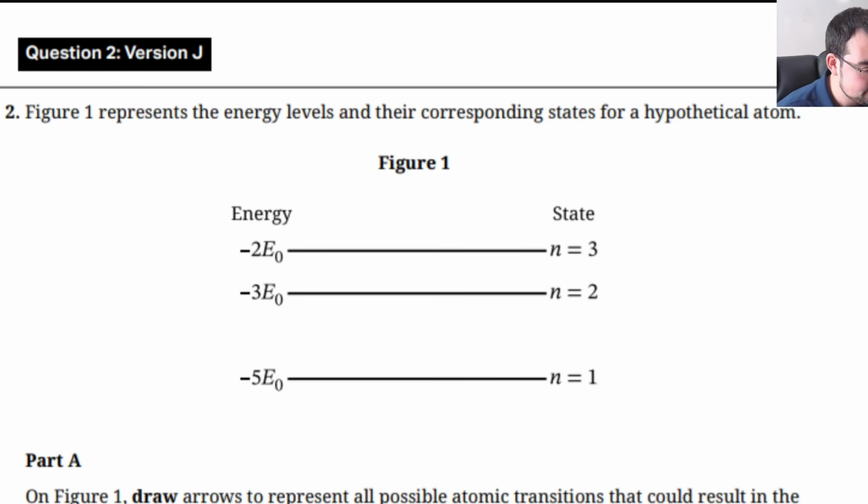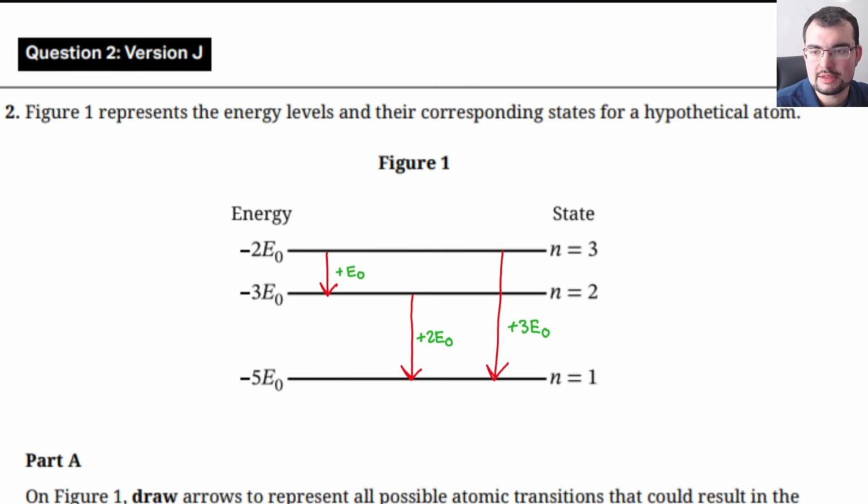So, for example, if I go from negative 2E0 to negative 3E0, that would emit a photon of energy plus E0. Then I could also go from 2 to 1, and that would release a photon of energy, well, 3 to 5, that's 2E0. And lastly, I could do the big jump from 3 to 1, and that would be an energy difference of positive 3. It makes sense that the biggest jump emits the photon of the largest energy.